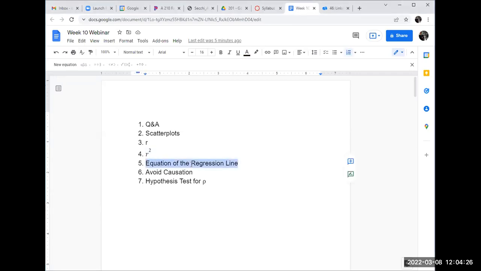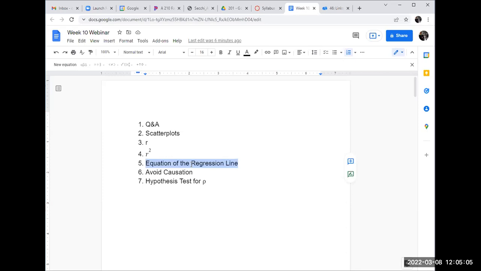So when you look at the equation of the regression line, and hopefully you know from beginning algebra, there are two important numbers when you're talking about a line. What are those two important numbers? What are the important numbers? The slope and the y-intercept. Yeah, the y-intercept. So the slope and the y-intercept are the two important numbers.